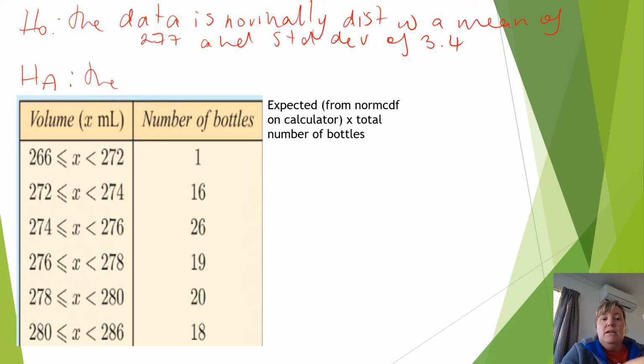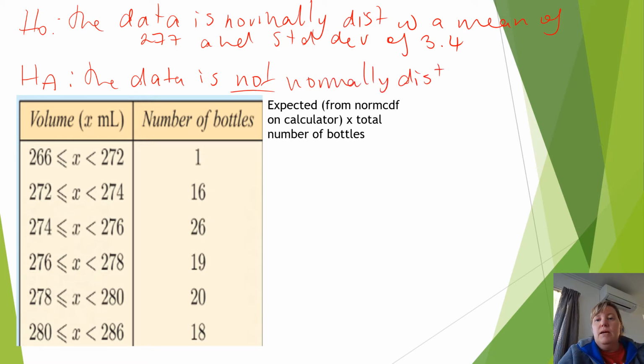So the data is not normally distributed, okay, with a mean of 277 and standard deviation of 3.4. All right, so that's the first thing. We also know that our significance level was given to us, and that was 5%.